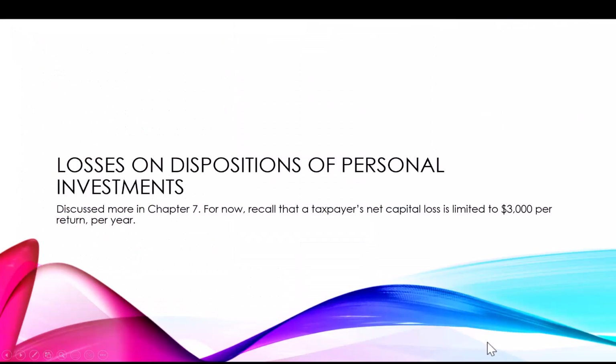Now that we've covered the four AGI deductions available for business, rental, and royalty activities, let's briefly discuss the for AGI deduction allowed to taxpayers for their losses on dispositions of personal investments. This is another topic that we're going to discuss more fully, in this case in Chapter 7. For now, just remember that a taxpayer's net capital loss for AGI deduction will be limited to $3,000 per tax return per year. Well, this is the loss that is allowed to individual taxpayers on their personal investments.